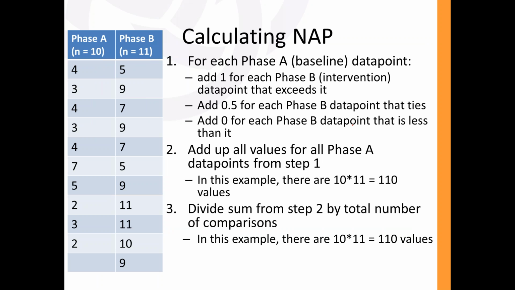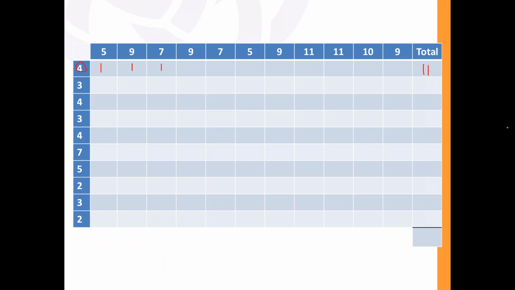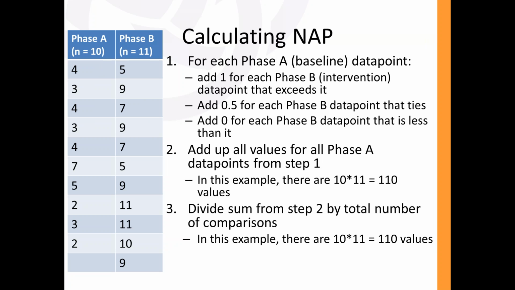So you add up all the values. When you're done, you add up all the values here. So this total column, you're going to get a bunch of different numbers in all these cells going all the way down here. And then here is where you just add them all up. And then the last step is that you divide that total by the total number of comparisons. We know the total number of comparisons because there are 10 phase A data points times 11 phase B data points. So 10 times 11 is 110. So if all 110 comparisons are non-overlap, then you're back at 1 and so on and so forth.